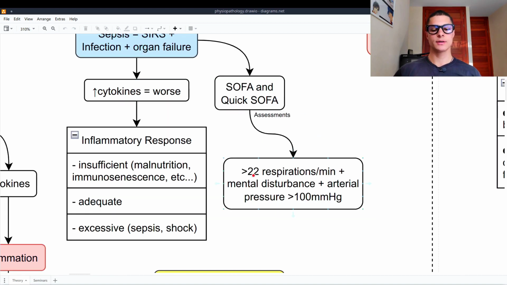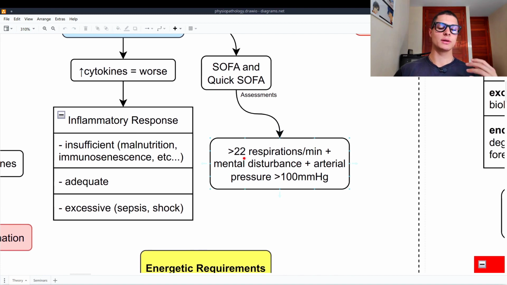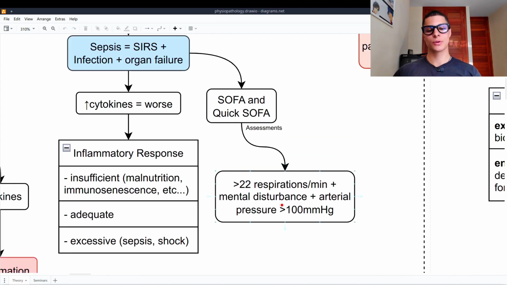The quick SOFA is, for example, when you have more than 22 respirations per minute, so tachypnea, plus mental disturbance, plus an arterial pressure over 100 millimeters of mercury. When you have this, we can say that you may have sepsis.